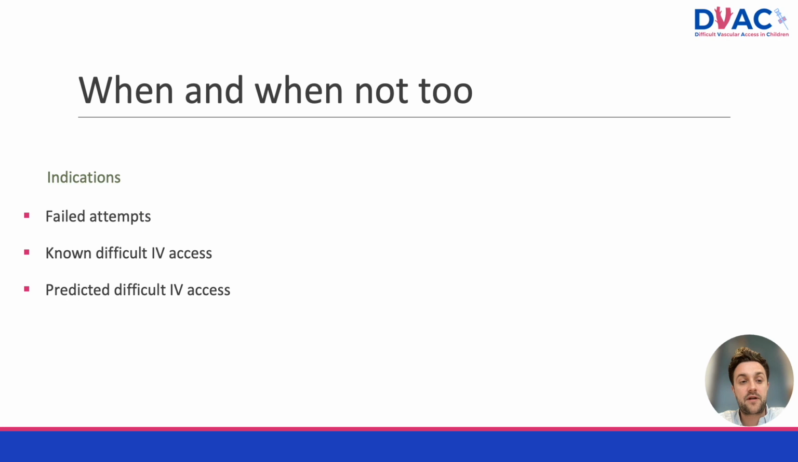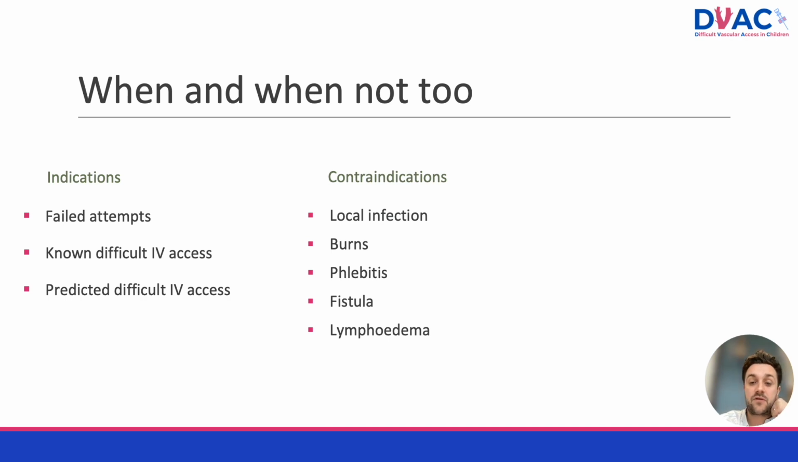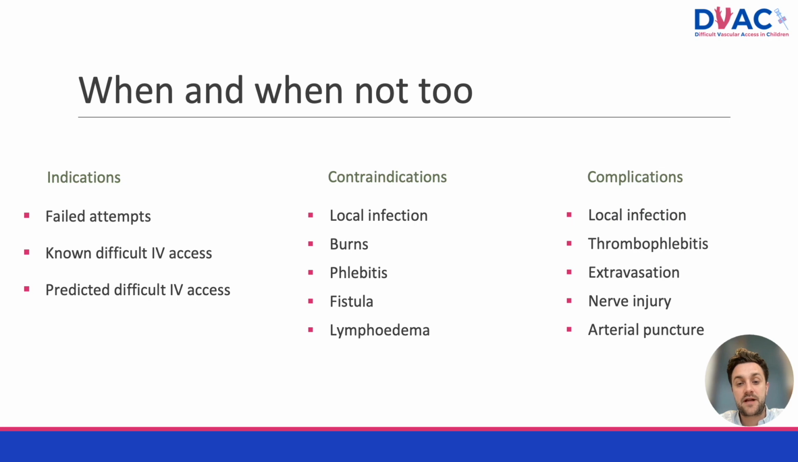So we should be thinking about it in patients that are known to have difficult IV access or have a predicted IV access score which is high, and also previous failed attempts. Contraindications to this would be local infections in and around the site, burns, phlebitis, any fistulas, and any lymphedema. Okay, so any reason that you wouldn't put a normal cannula there, you probably shouldn't put an ultrasound-guided cannula there. So complications are similar to that of a normal cannula as well. Okay, so local infection, thrombophlebitis, extravasation, nerve injury, and arterial puncture.